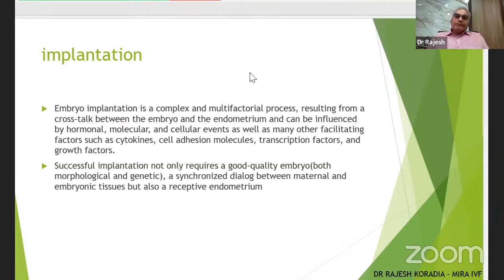Now, what is implantation? Embryo implantation is a complex and multifactorial process resulting from the crosstalk between embryo and endometrium, and can be influenced by hormonal, molecular, and cellular events, as well as many other facilitating factors such as cytokines, cell adhesion molecules, transcription factors, and growth factors. Successful implantation requires not only a good quality embryo, both morphological and genetic, and a synchronized dialogue between maternal and embryonic tissue, but also a receptive endometrium.